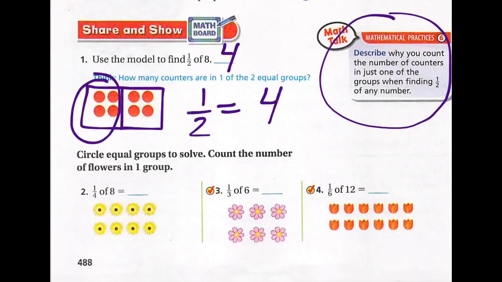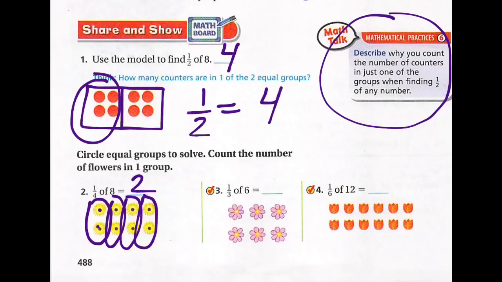Okay, number 2, 3, and 4, we need to circle equal groups to solve and then count the number of flowers in one group. So 1/4 of 8, 1 out of 4 groups. So we need to put them in 4 groups, 4 equal groups. Here's a 4th, here's a 4th, here's a 4th, here's a 4th. So how many are in one of those 4ths? 1, 2. So 1/4 of 8 is 2.